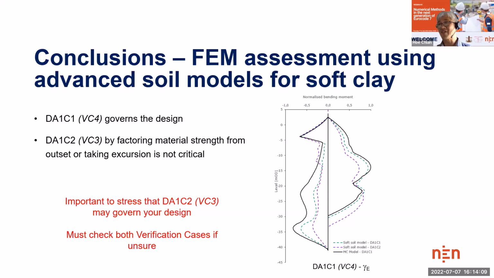It's important for me to stress that verification case 3 is not important here possibly because of the geometry, construction sequence and the ground conditions that I have used to present this design case. Your design may be governed by verification case 3, so you must check both verification cases if unsure. Obviously, the recommendation of the code is that you use the most unfavorable out of the two verification cases, and that is a critical point you must take away. If you are not sure, check both of them.